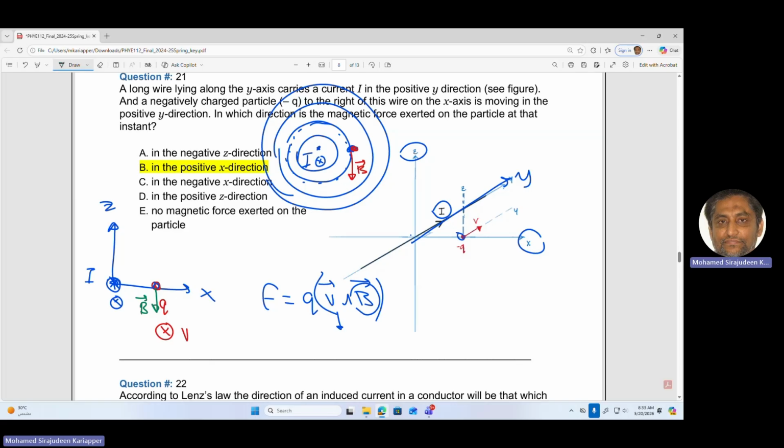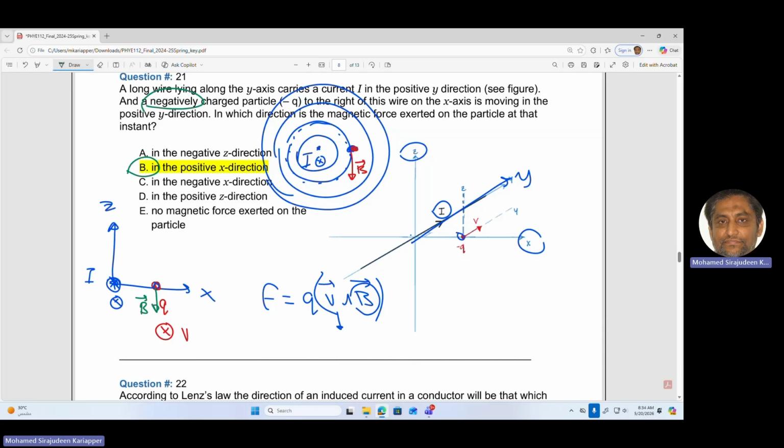V cross B, my thumb is pointing to the left, which is negative x direction. Is the charge positive or negative? Negatively charged. So you get the V cross B to the negative x direction, but because it is a negative charge, it will flip, so it will be positive x direction.